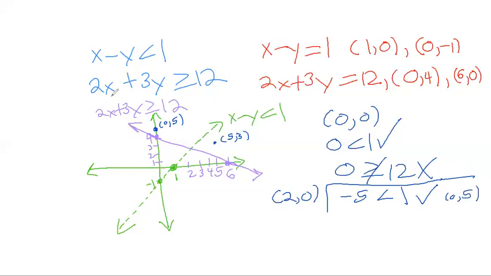Let's try for the second one. Plug in 0, 5 here, I get 0 plus 15, which is 15. 15 greater than or equal to 12. Well, yeah, because 15 is bigger than 12. So that means I shade in here.